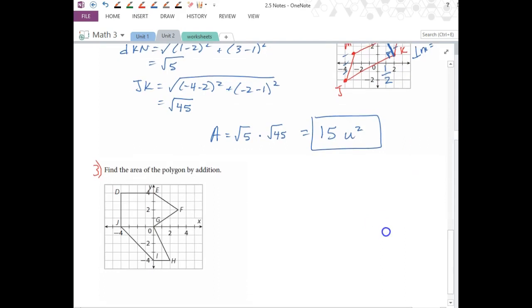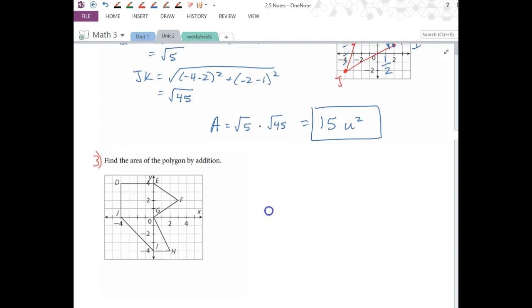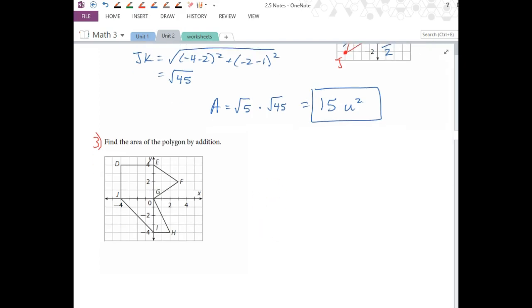Awesome. Should we do one more? Why not? You want to do one more? So this one is kind of a crazy one that they drew out. This one's pretty nice. So this one is basically taking a kind of crazy shape and cutting it into little easy pieces.